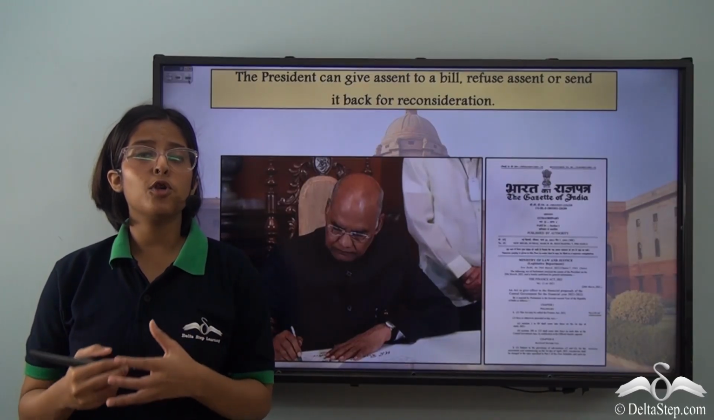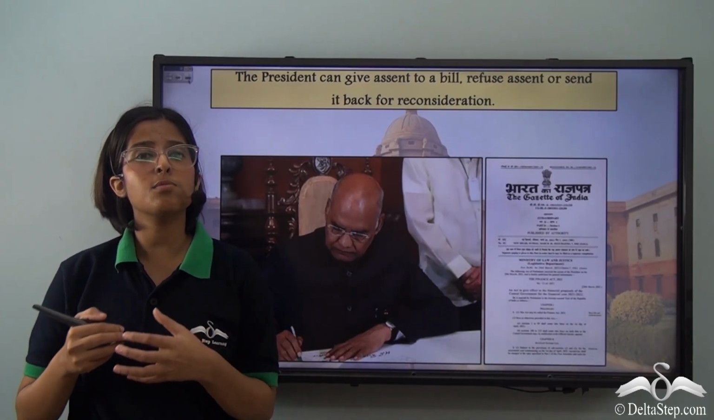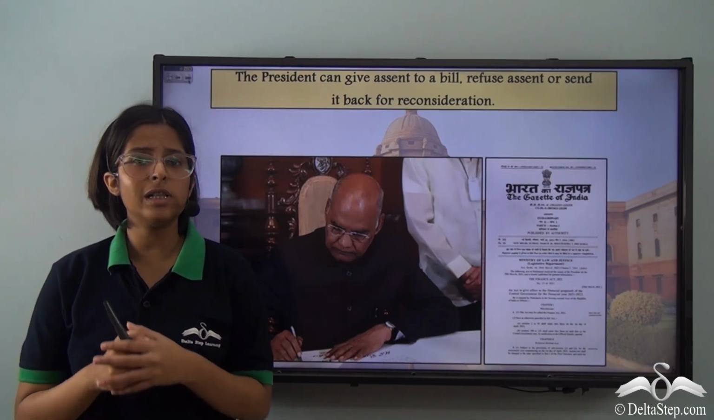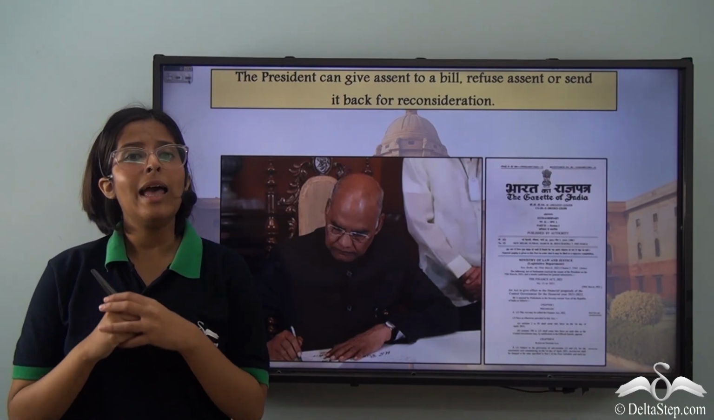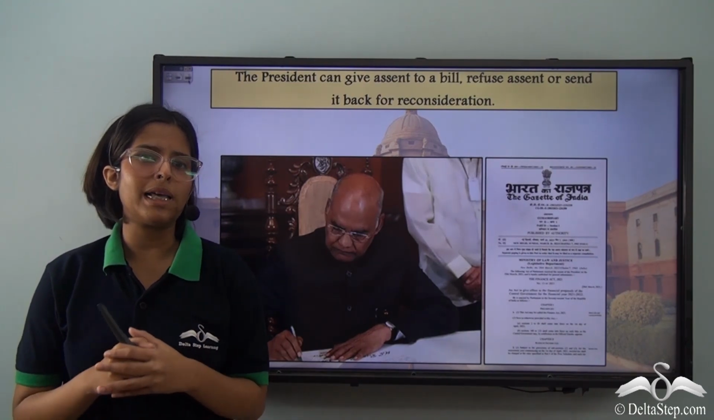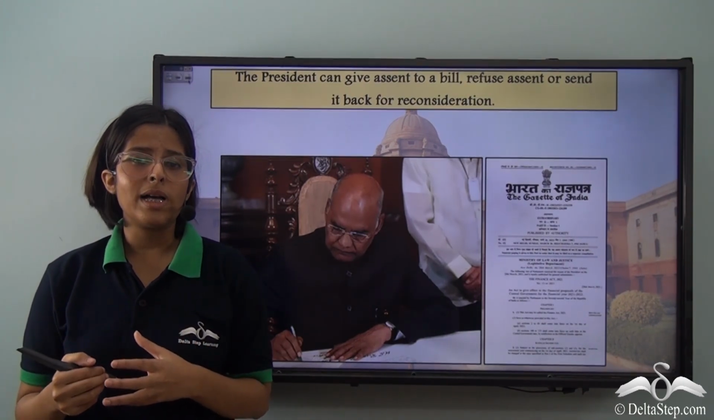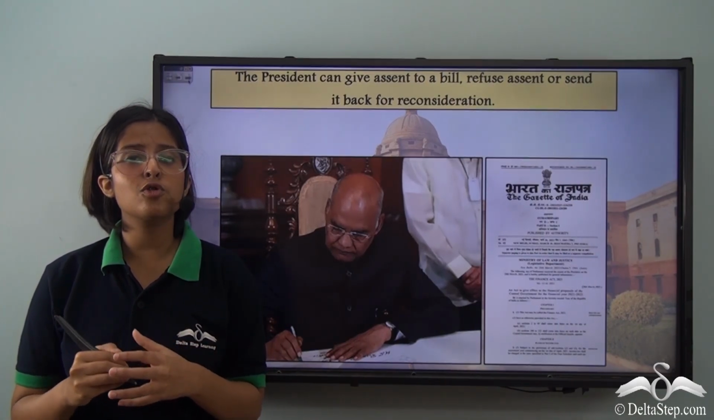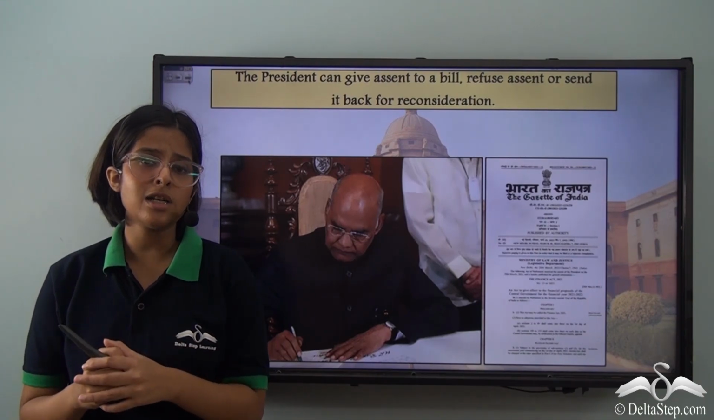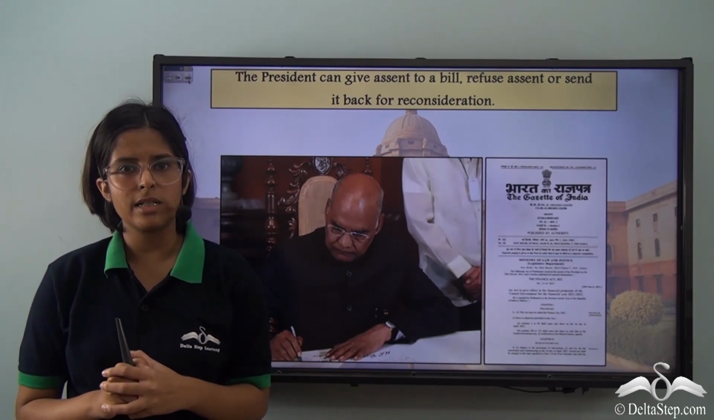So we know that for a bill to become an act, it has to be passed by both houses of the legislature. It has to be passed by the Lok Sabha and the Rajya Sabha, and it has to be approved by the President. Otherwise, it cannot become an act. So all bills have to necessarily get the assent or signature of the President.